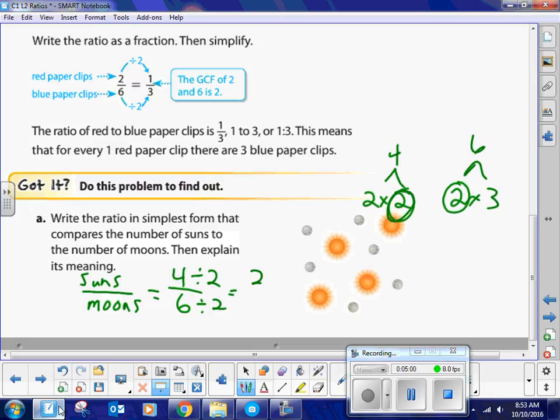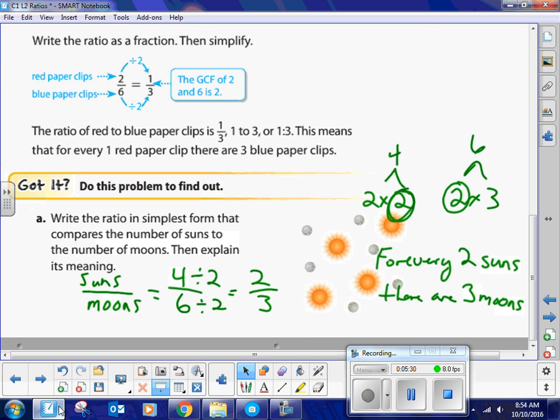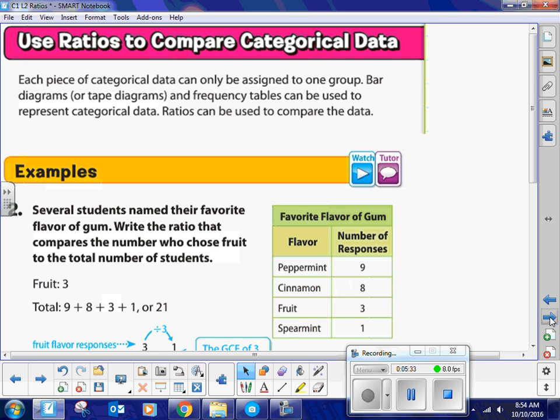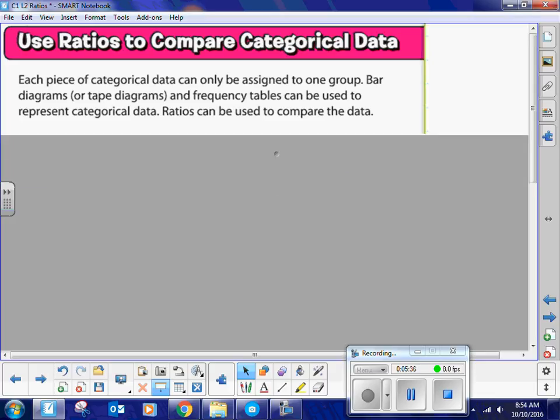Okay, I'll go ahead and show the entire problem. All right. Now this time they have a different idea. Remember, they're comparing what? Fruit and total. Okay. So we don't have a total, so we should make one. Our total is 8 plus 9 is 17. Okay. Plus 3 is 20. Plus 1 is 21. Okay. So when they do it, remember, it's fruit over total. So fruit flavor responses over total responses. The fruit flavor responses were 3, okay? And the total is 21. So you write the fraction 3 over 21.